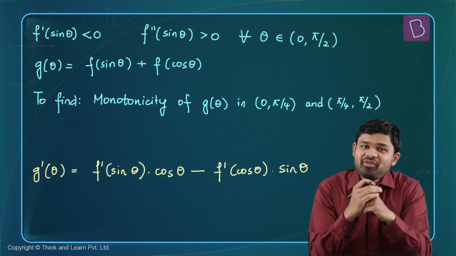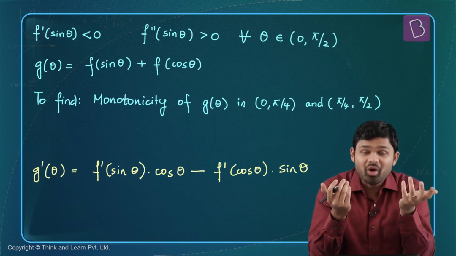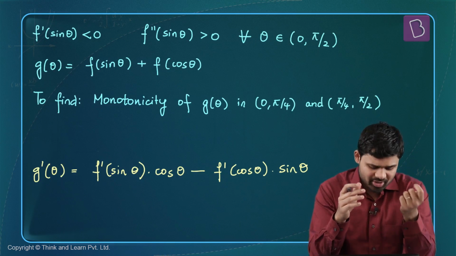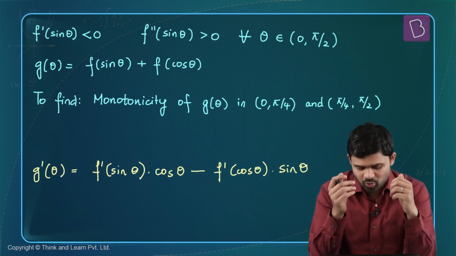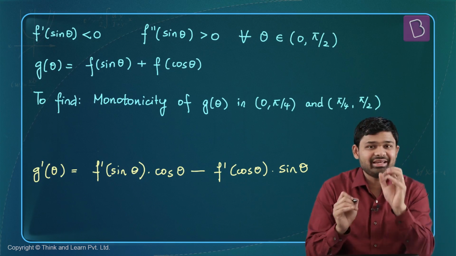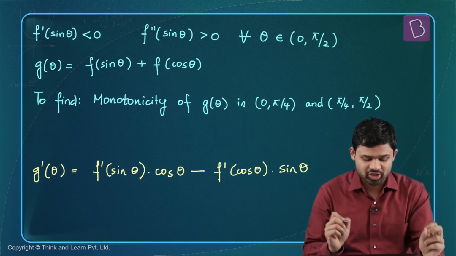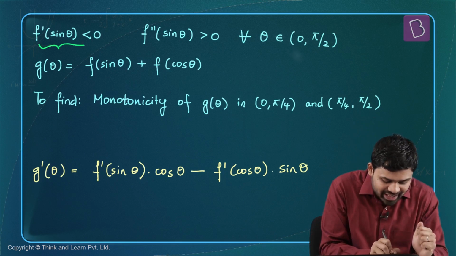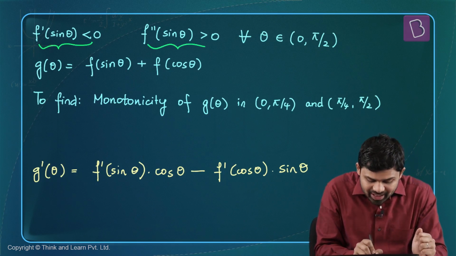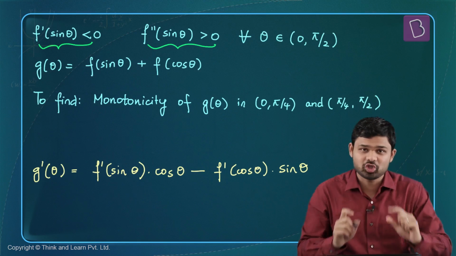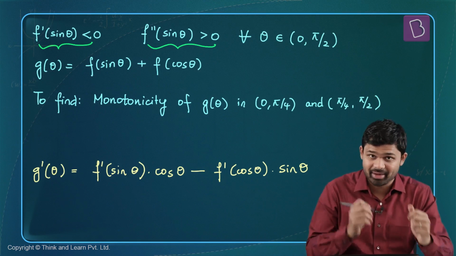So nothing can be found out about this because we have no idea about what is f dash of cos theta. There is some information about f dash of sine theta, but none whatsoever about f dash of cos theta. So let's try and see if we can gather any information about f dash of cos theta. So let's go back to the problem statement. They've told f dash of sine theta is negative, f double dash of sine theta is positive. So can we infer something based on this? That is the objective in my hand now.